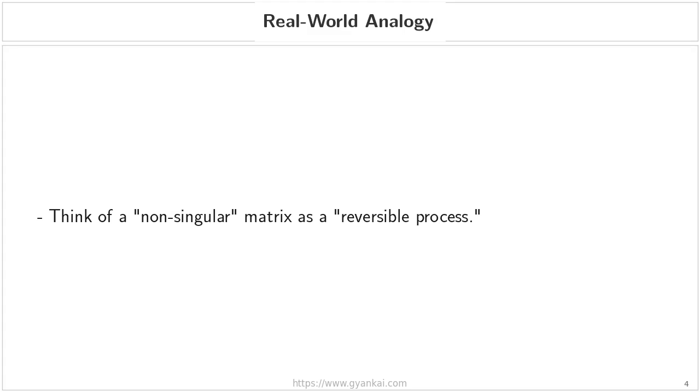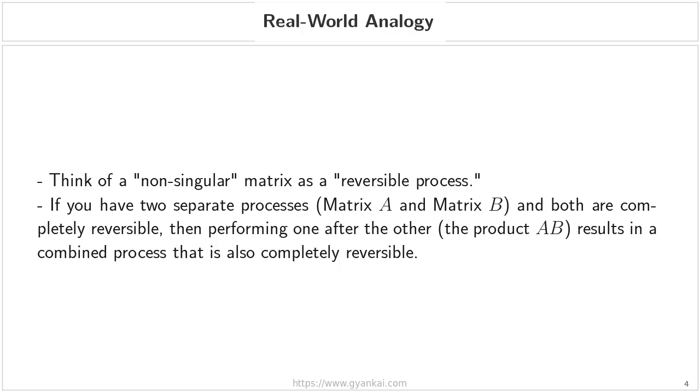Real-world analogy. Think of a non-singular matrix simply as a reversible process. In mathematics, when we say a matrix is non-singular, we are essentially saying that the transformation it performs can be undone. To connect this to what we just discussed regarding the product of matrices, imagine you have two separate processes.